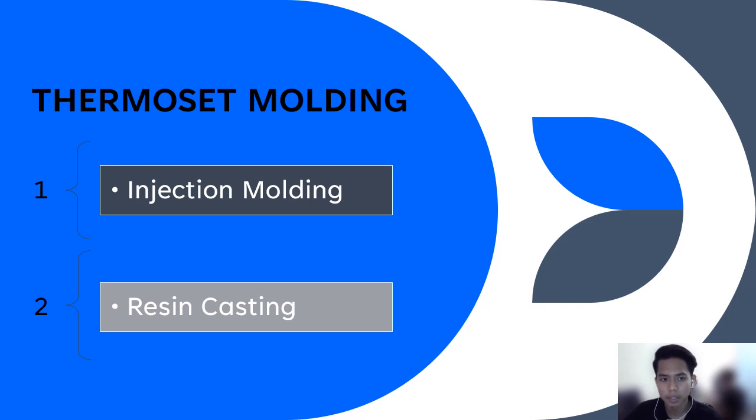Now I'm going to talk about thermoset molding. There are two types in this thermoset molding. The first one is injection molding and the second one is resin casting.